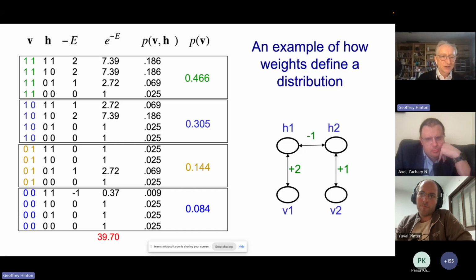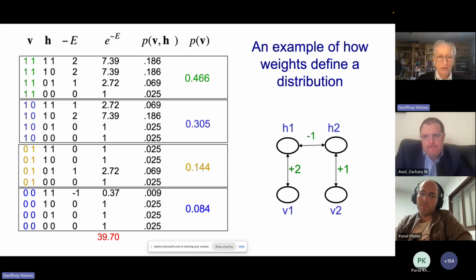And for each of those joint configurations, we compute a negative energy, that is a goodness. And so let's take the top line. That's 1 1 1 1. So if we turn everything on, then the goodness is going to be the sum of all those 3 weights, because they're all between pairs of units that are on. So it's going to be +2 -1 +1.